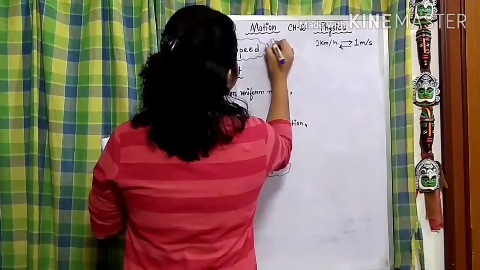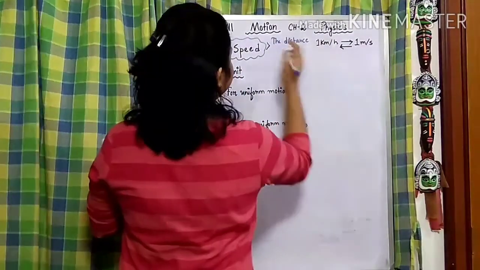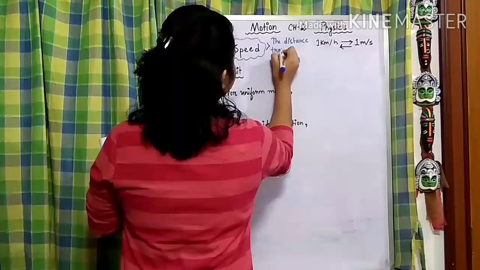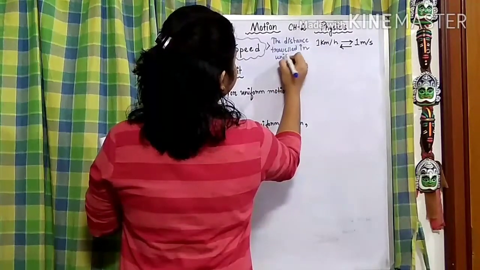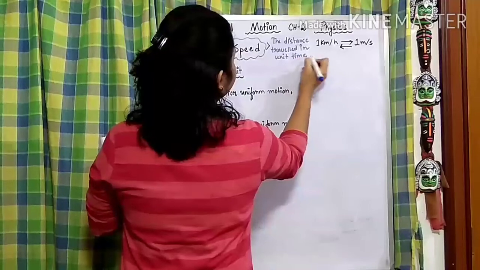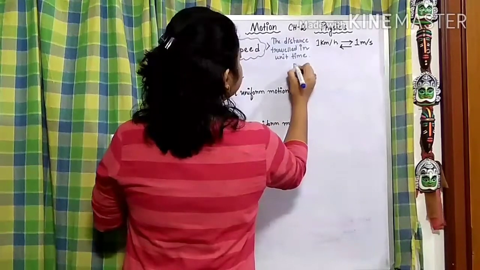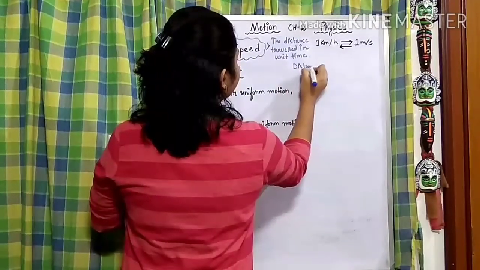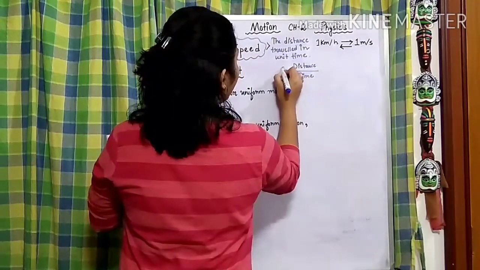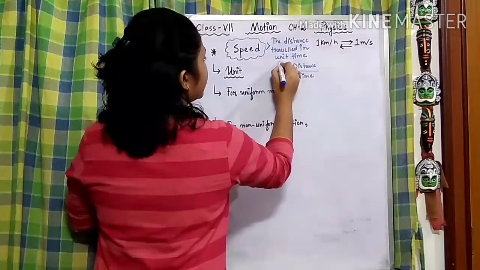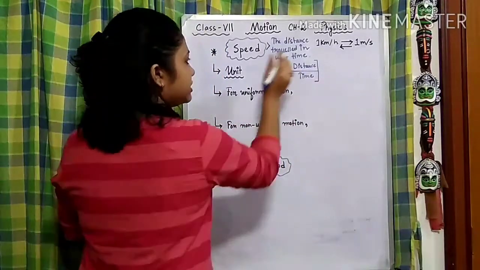We can say that speed is the distance traveled by an object in unit time. Okay, now how can we write this also? We can write distance by time. Okay, so the formula of speed is distance by time. Okay, and here the S stands for the speed.